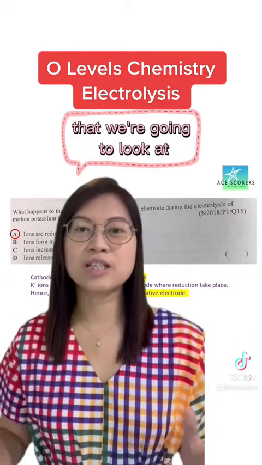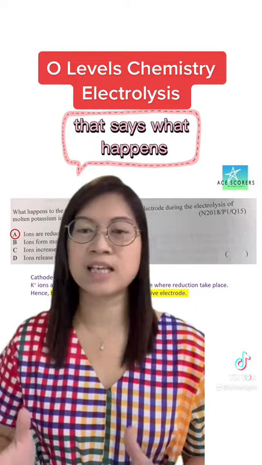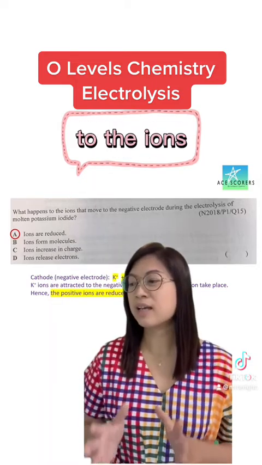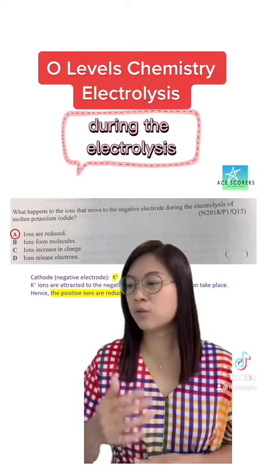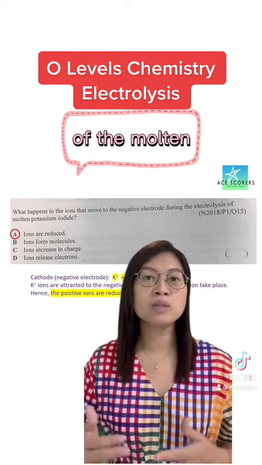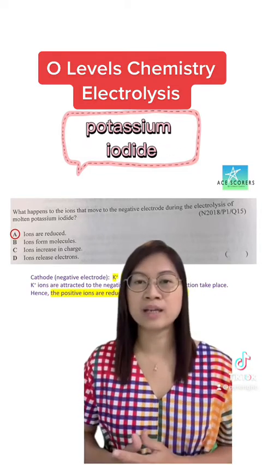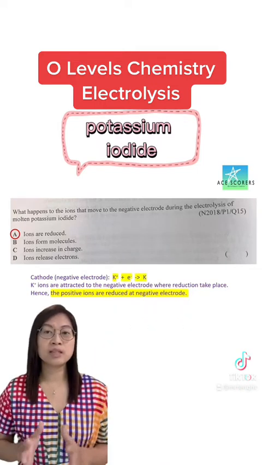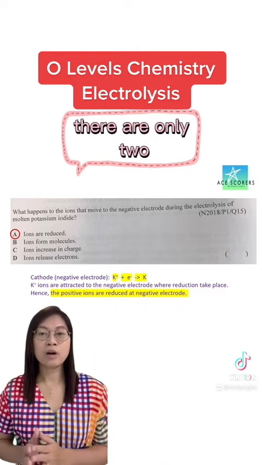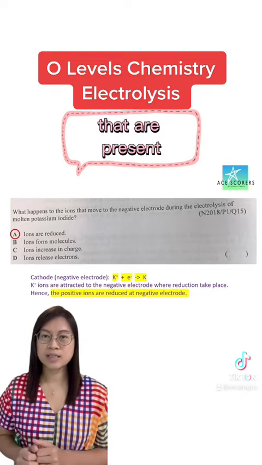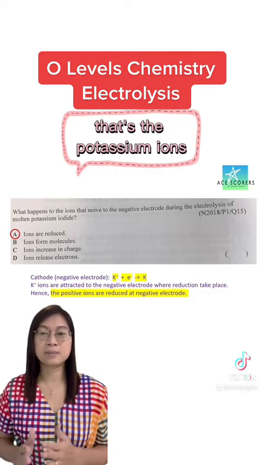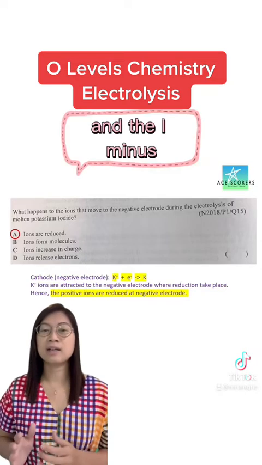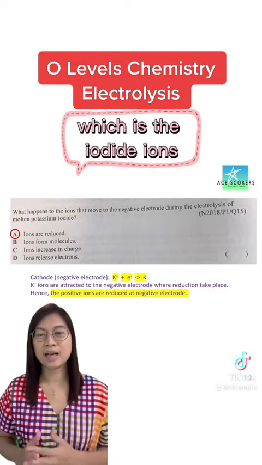Okay, and the next question that we're going to look at says, what happens to the ions that move to the negative electrode during the electrolysis of molten potassium iodide? Alright, so in this molten potassium iodide, there are only 2 types of ions present, and they are the K+ ions, that's the potassium ions, and the I- ions, which is the iodide ions.